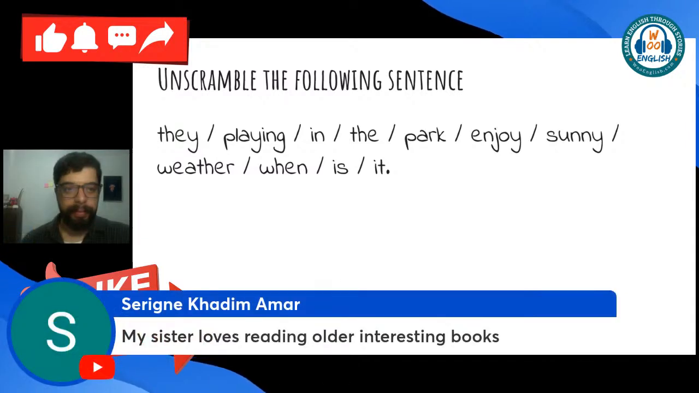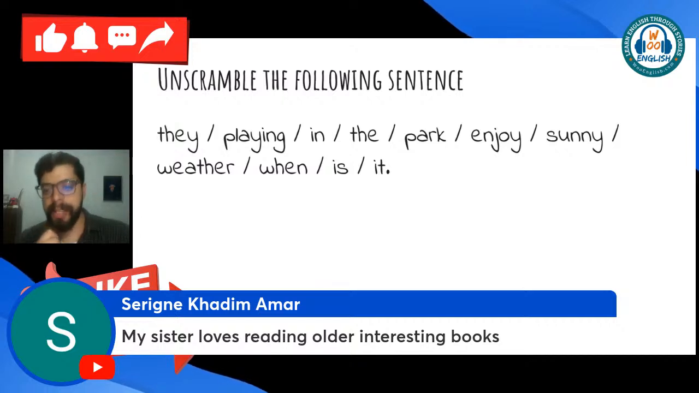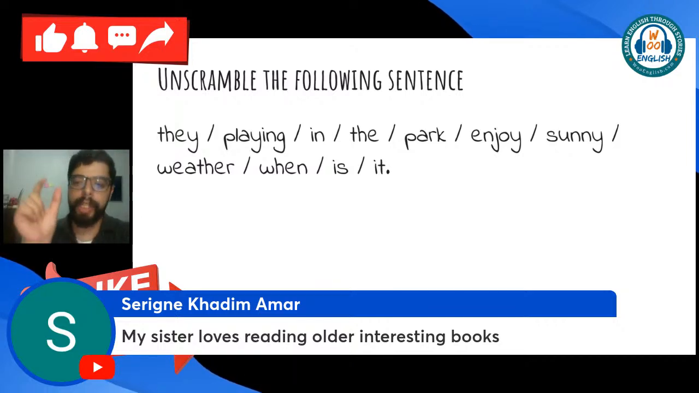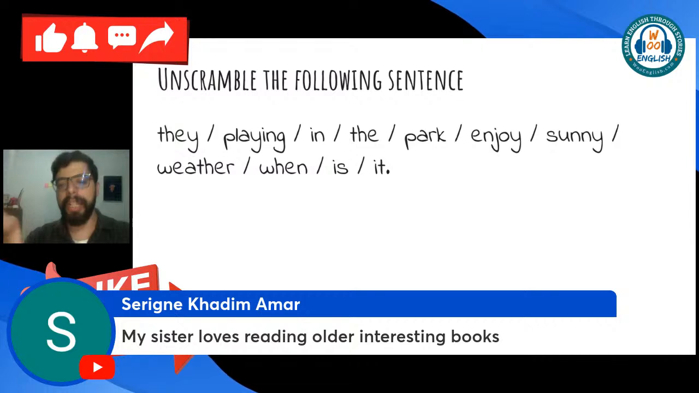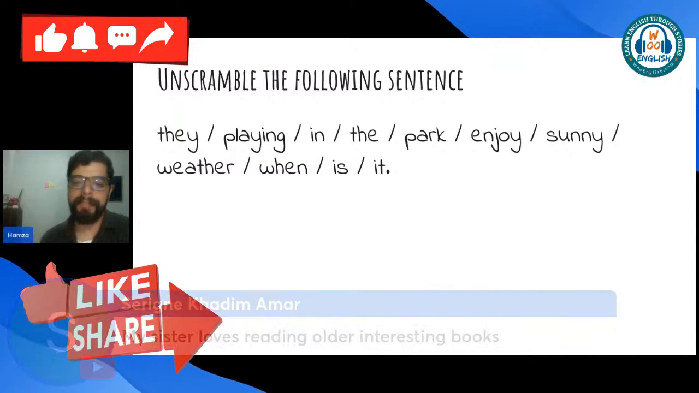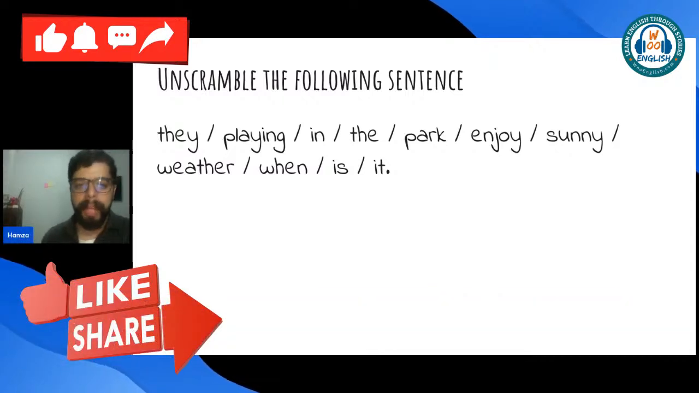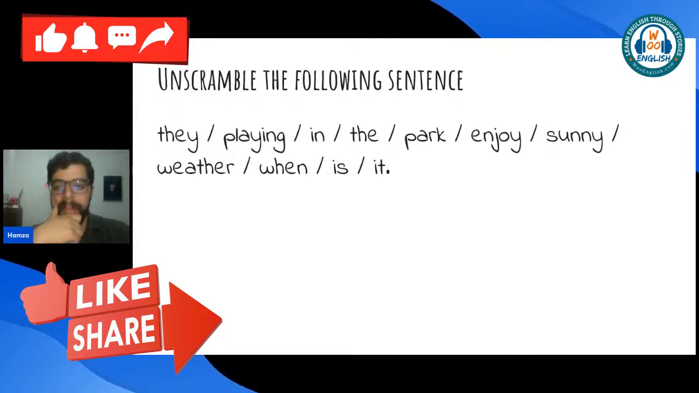My sisters loves reading older, interesting books. That's a good one. So I like that you put older in front of interesting instead of sister. I think that still counts as a correct sentence. But the most fluent one, the one that will feel smooth in your mouth, is my older sister, and that feels more correct. But yours is grammatically correct as well.